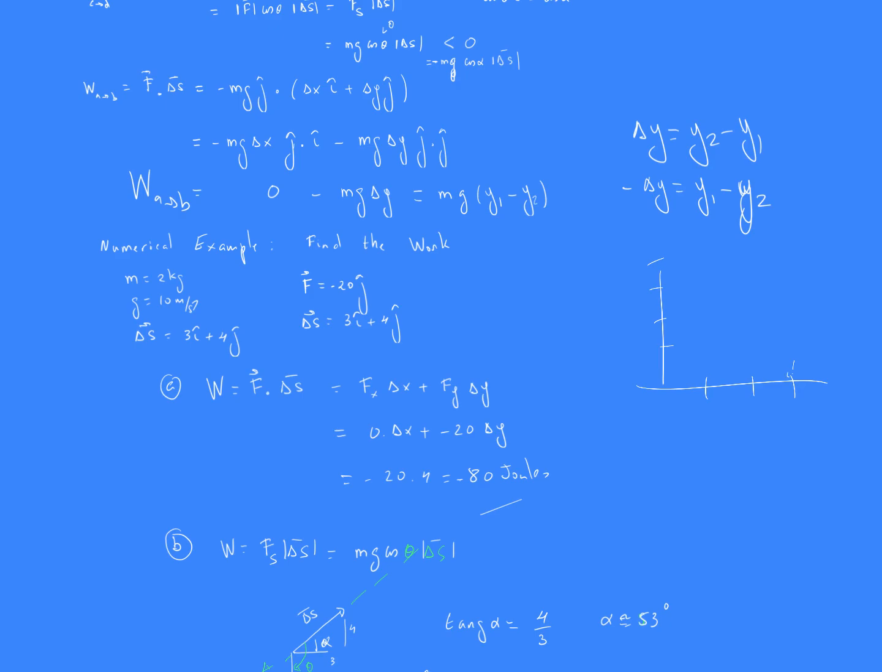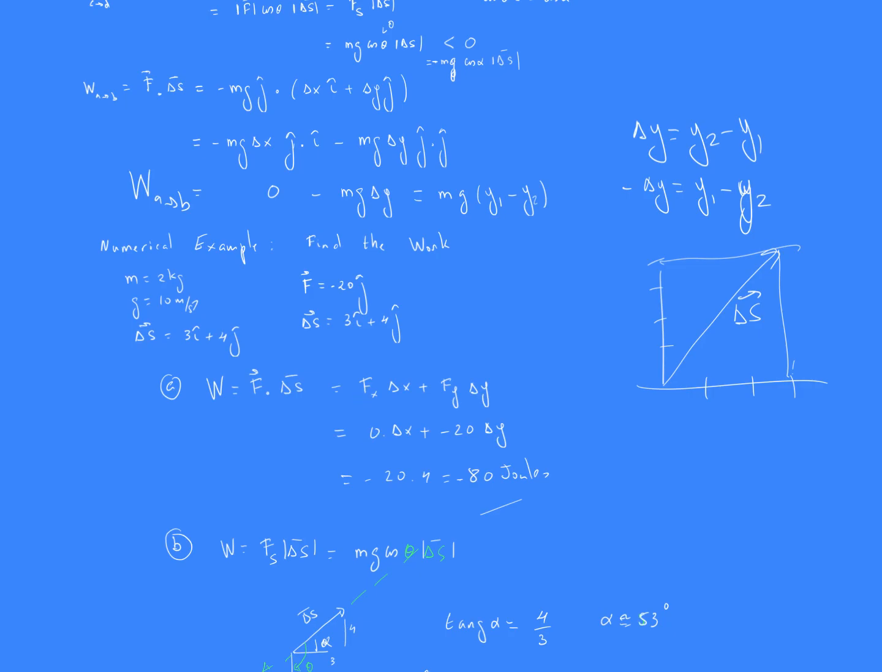You displace in this direction. In this direction you are displaced. So the problem says, what is the work done? Well, the work is the force dot the displacement. I can find the work by doing Fx delta x plus Fy delta y, because I have proven that this is the dot product of two vectors.